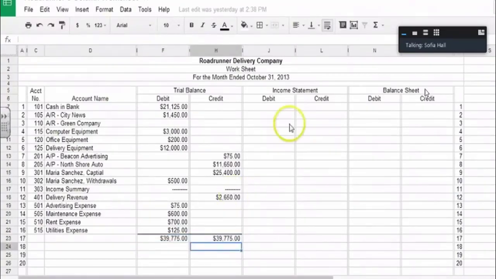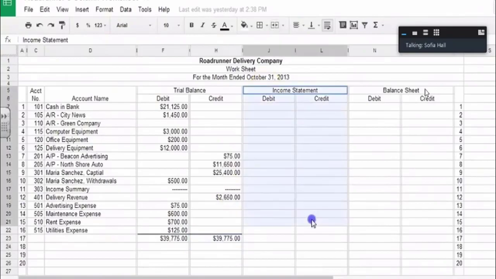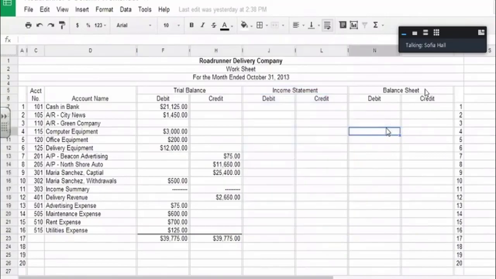Now, the 2 new sections that you're going to see are the income statement and the balance sheet. There are certain items that are included on the balance sheet and certain items that are included on the income statement. I'm going to skip over to the balance sheet first.